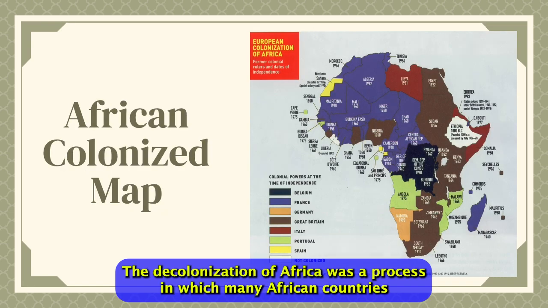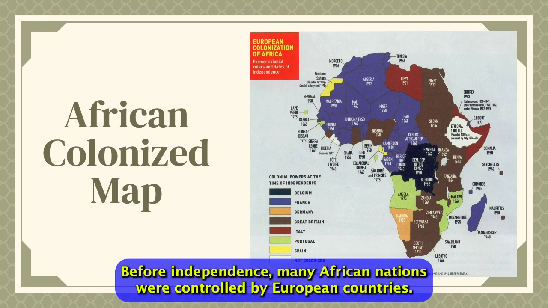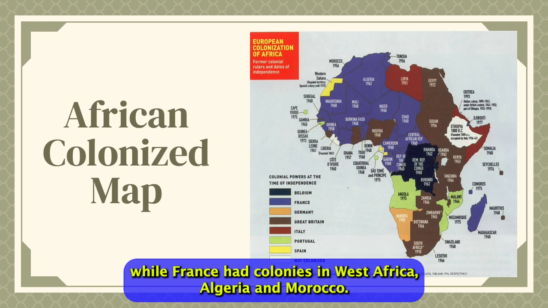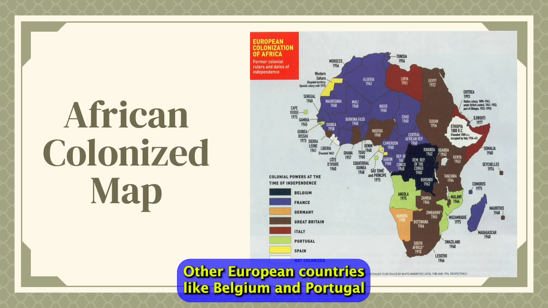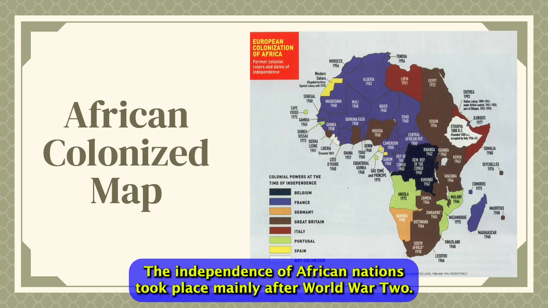The decolonization of Africa was a process in which many African countries gained their independence from European powers. Before independence, many African nations were controlled by European countries. For example, Britain controlled countries like Kenya, Nigeria, and South Africa, while France had colonies in West Africa, Algeria, and Morocco. Other European countries, like Belgium and Portugal, also controlled parts of Africa, such as the Congo, Belgium, and Angola, Portugal. The independence of African nations took place mainly after World War II.